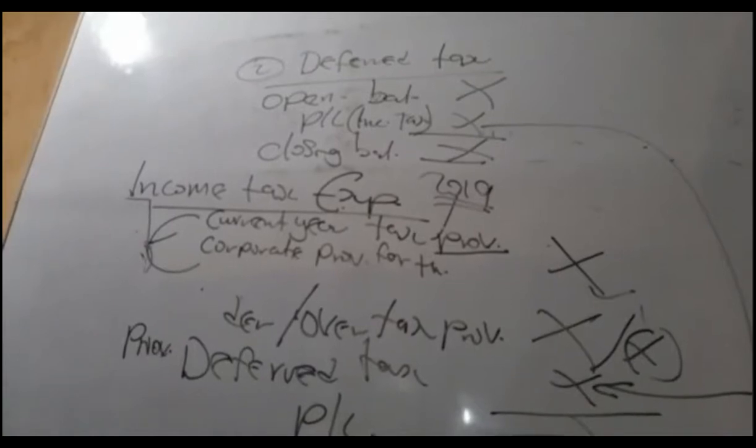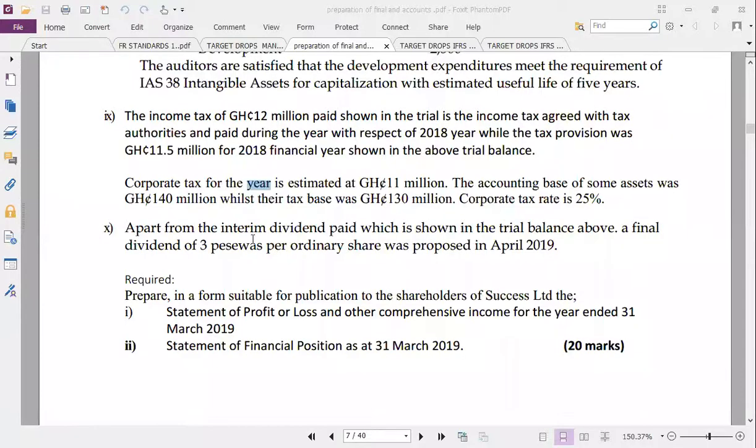So let me give a trial. Do the current year tax provision and the under or over, but leave the deferred tax for me for question 2 and question 3. So you are doing just the current year tax provision and then the under or over. Leave the deferred tax for me. Next week I will talk about it. But please, if you can go through the video for me, I'll be very grateful.